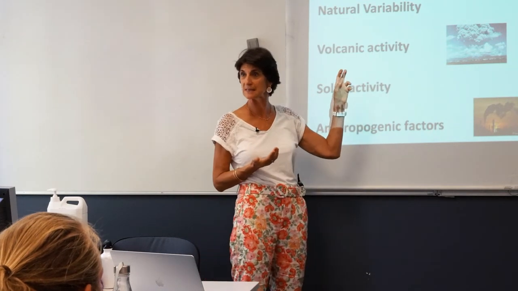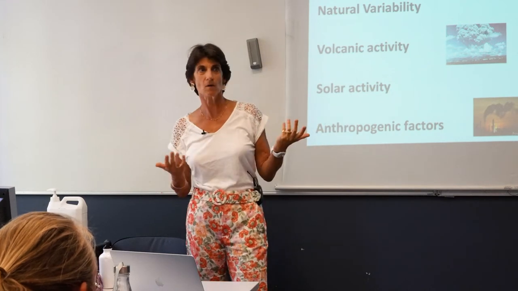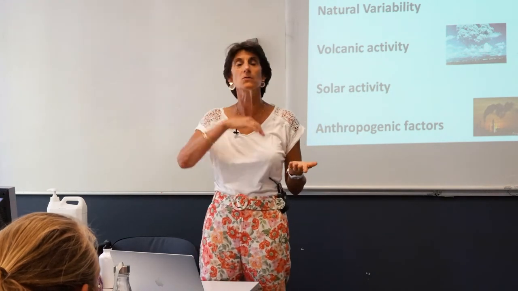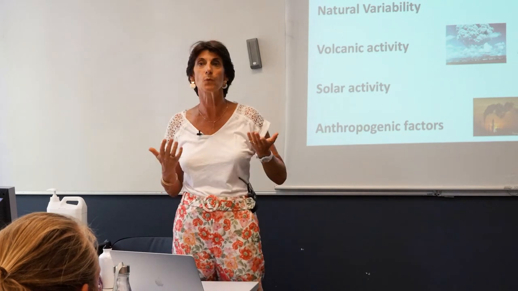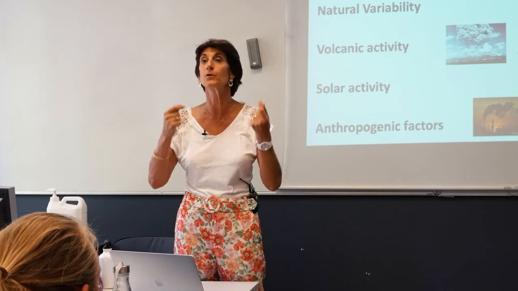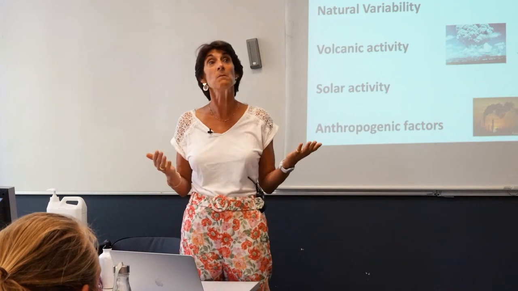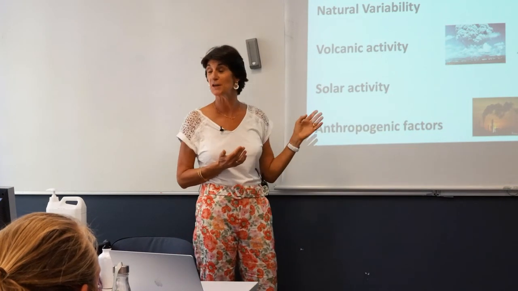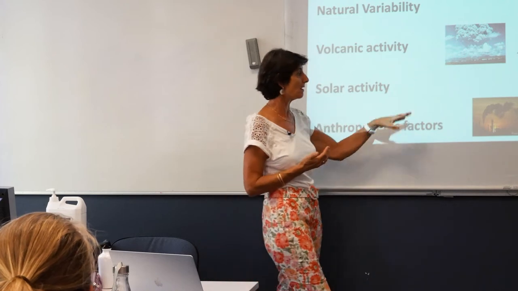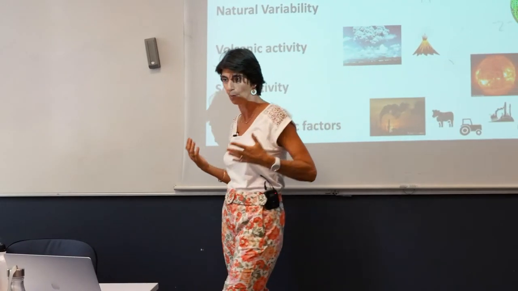Then you have solar activity. A lot of climate denialists talk about the solar activity. Solar activity has a cycle of every 10 to 11 years. But again, it's a tenth of a degree. It can have fluctuations of 0.1, 0.15 degree, but nothing more than that. And then there are all the anthropogenic factors, which are, of course, the CO2, the agriculture, all the way we live.